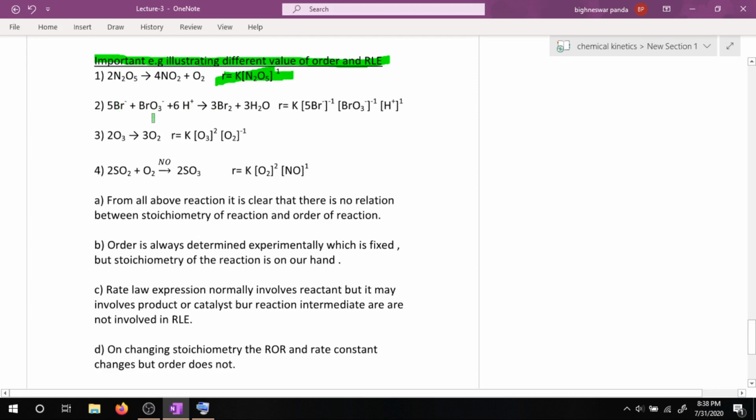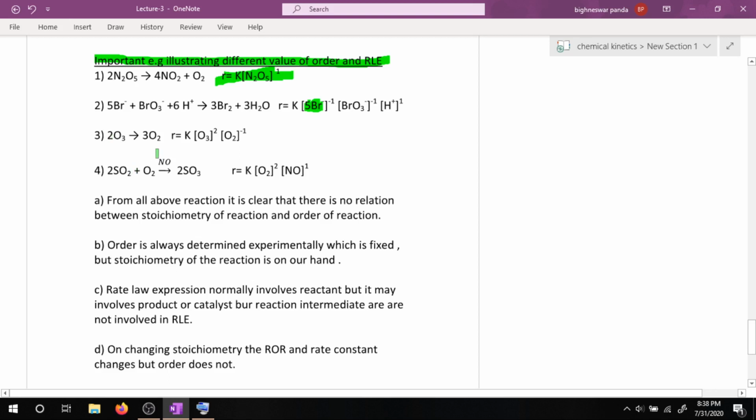5Br⁻ + BrO3⁻ + 6H⁺ gives 3Br2 + 3H2O. Rate is equal to K into [Br⁻]^1 [BrO3⁻]^1 [H⁺]^2. Sorry, this should not be present here, this is only Br. Mistakenly I have put that there. Similarly, see reaction 3 and reaction 4.